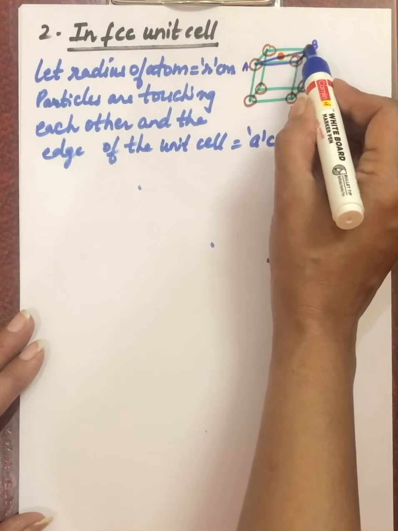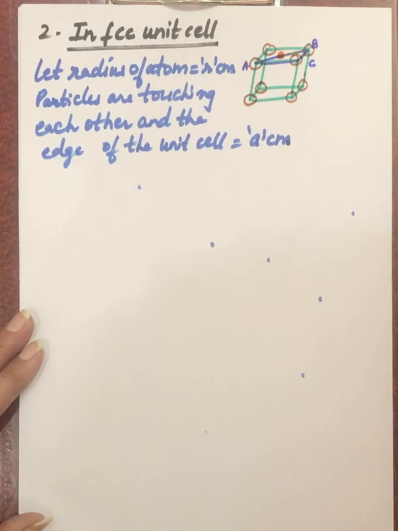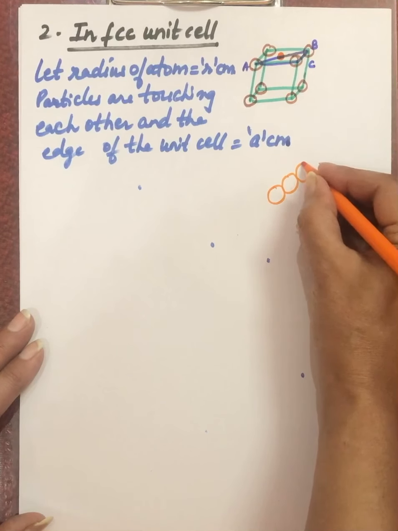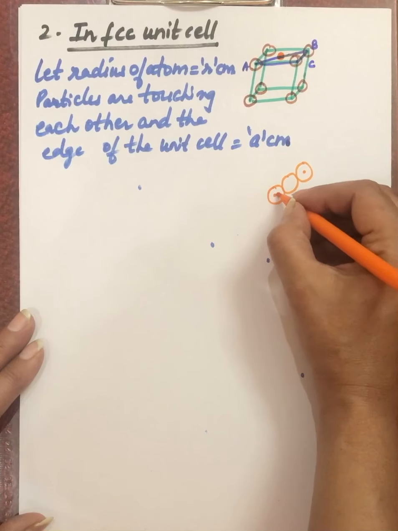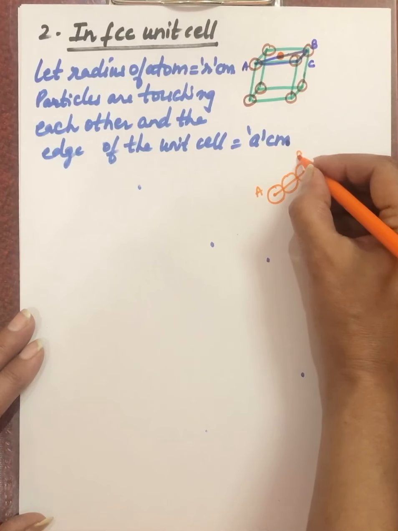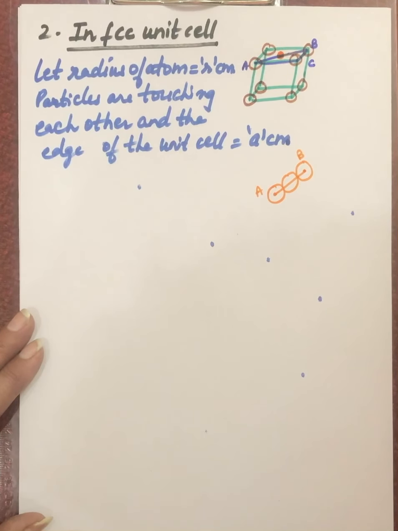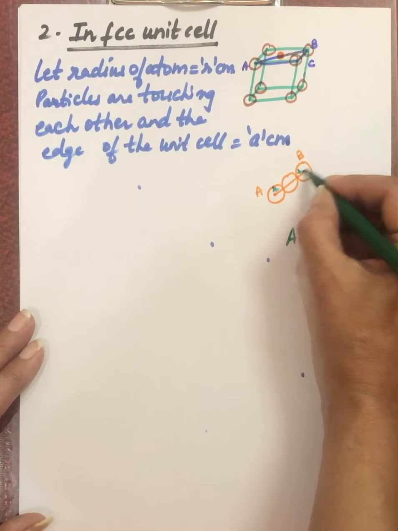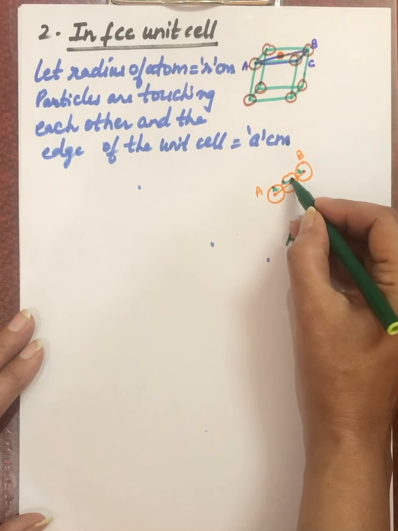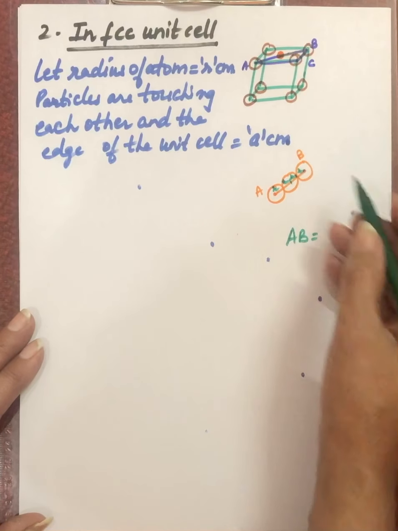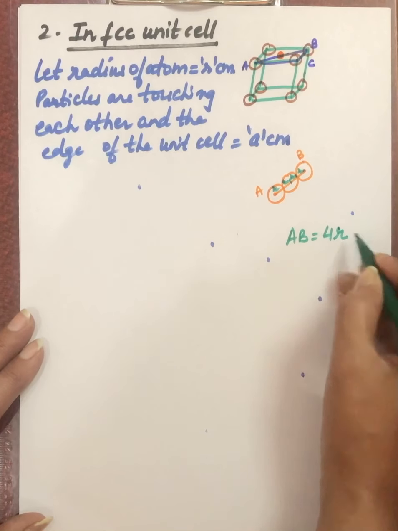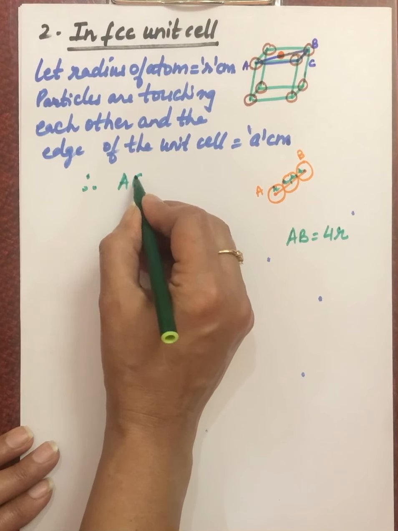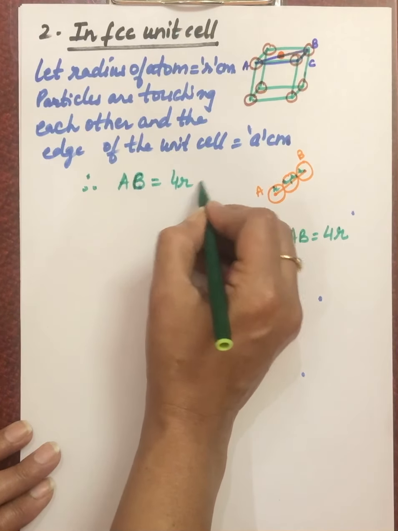Now these three particles here on a face diagonal are touching each other like this. This is the A point and this is the B point. Now this is AB. This is radius r, similarly here radius r, and here r, and this also is r. Can I say this AB is equal to 4r? Therefore, AB is equal to 4r.